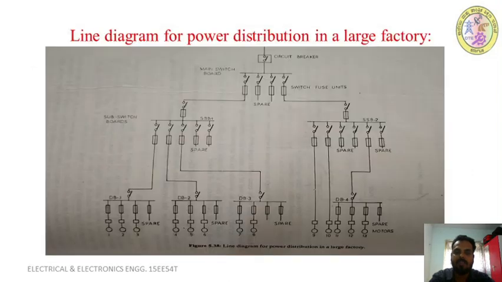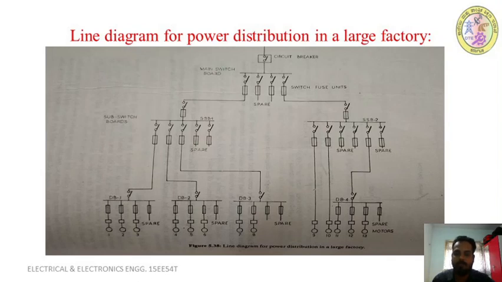Then let's see the single line diagram of power distribution in a large factory. This figure represents the power distribution single line diagram for a large factory. You can see the supply from the pole is taken, that is the mains, and it is given to the energy meter, and after that it is taken to the main switchboard. In the main switchboard we have different switches, like ICTP with fuse units. You can see the switch fuse units here, and these are the switches like ICTP and so on.